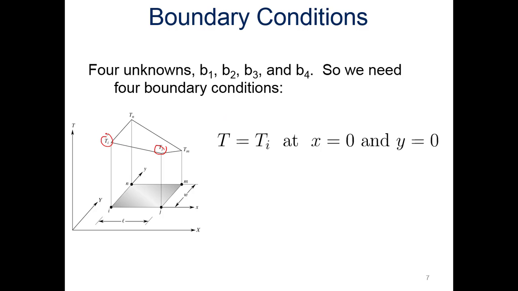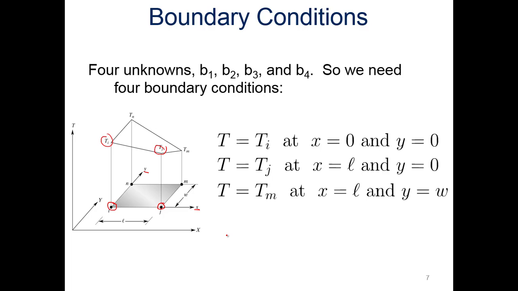So you start here. The temperature is equal to Ti at x equals 0 and y equals 0. So again, here's x, here's y. So this is 0, 0. So that's node I. For J, the temperature at node J here, we're at 0 in the y, but we are some distance L over in the x. At M, we're out at L and W position, x and y distances. And for node N, x is 0, but y is W, which is the width up. All right, so there are the boundary conditions.